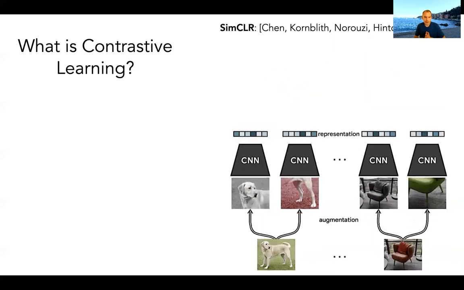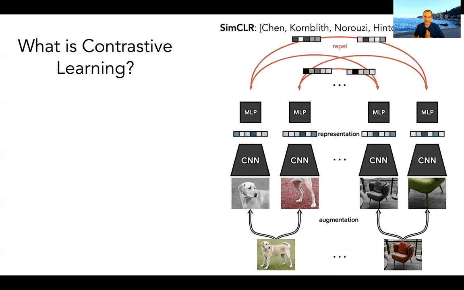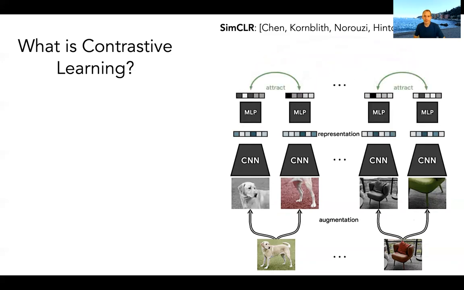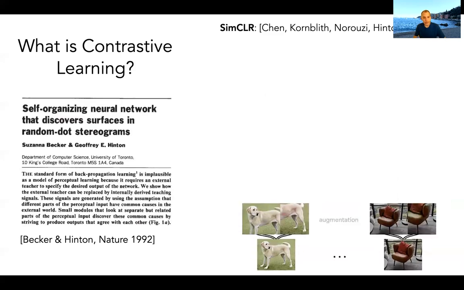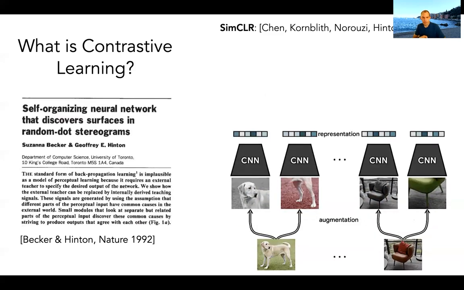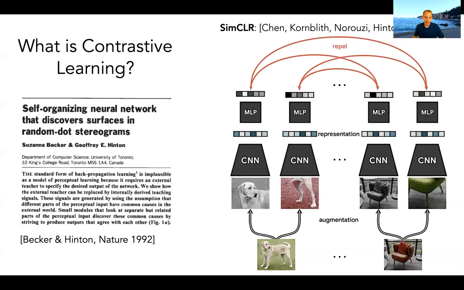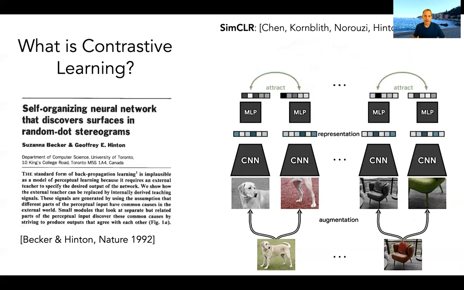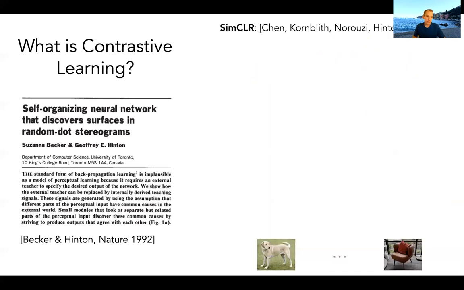Okay, so this method is working really well for self-supervised learning right now. It's a hot topic. It's also an old idea. This idea goes back to the 90s with methods like Becker and Hinton, which is essentially SimCLR, but without deep networks.